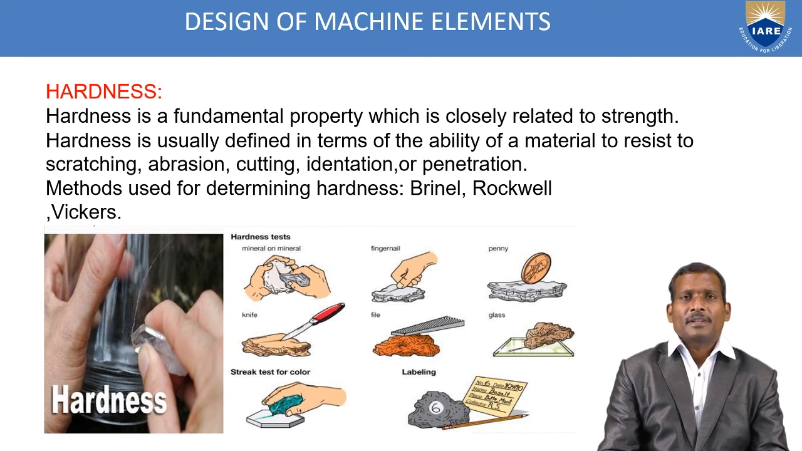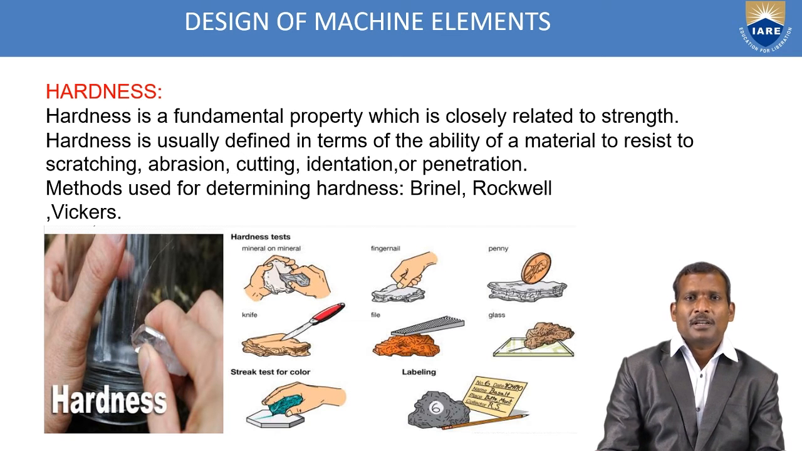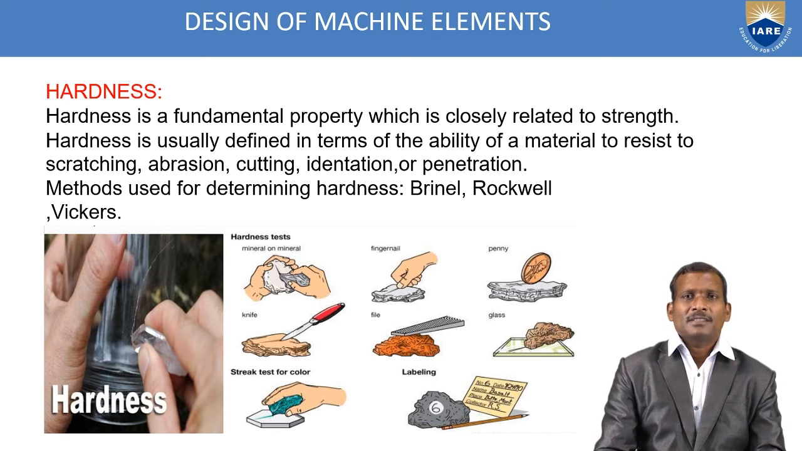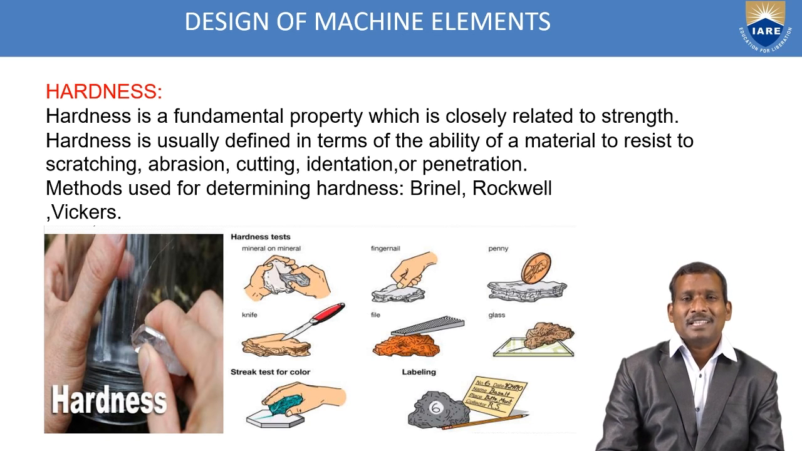Next, the hardness property. This one is also very important for engineering materials. Hardness is a fundamental property which is closely related to strength. The strength property and hardness property are not the same but closely related. But hardness is usually defined in terms of the ability of a material to resist scratching, abrasion, cutting, indentation, or penetration.